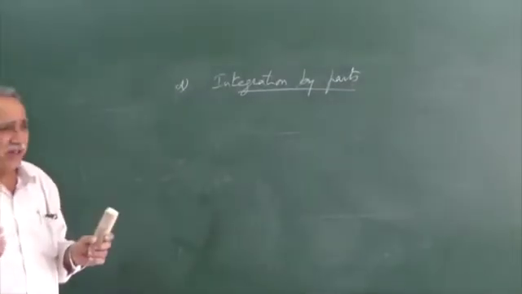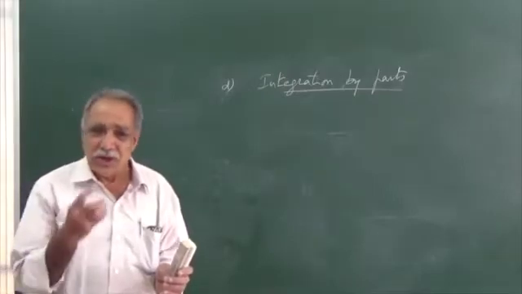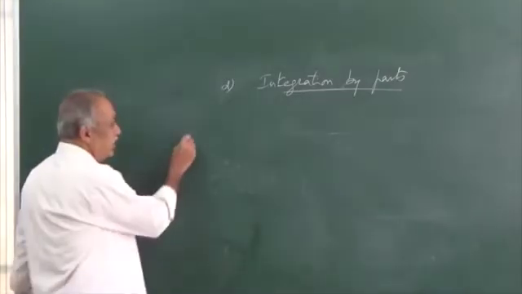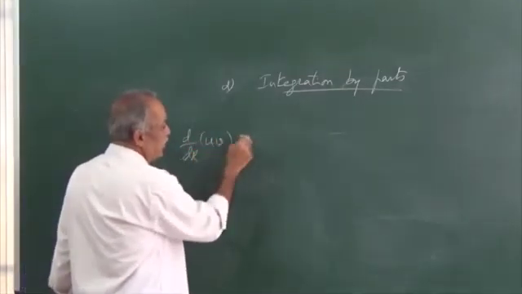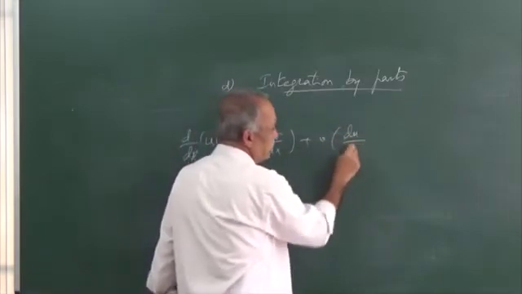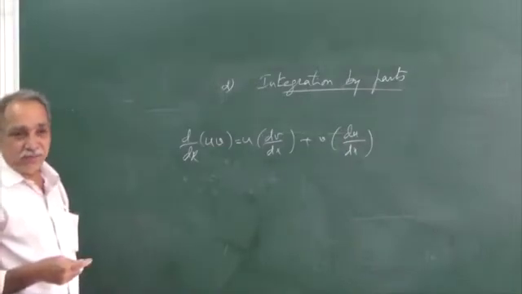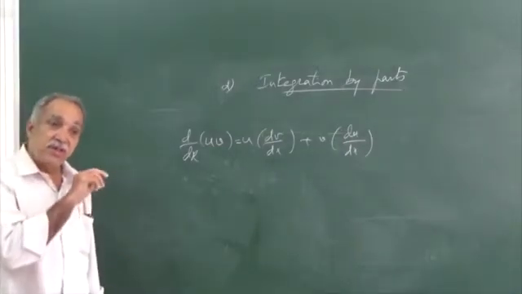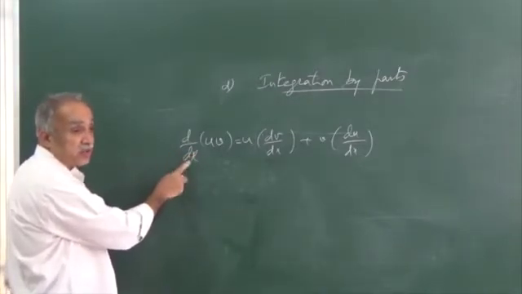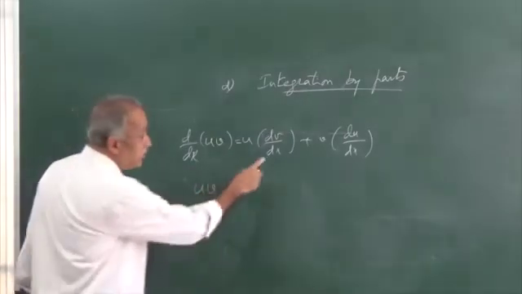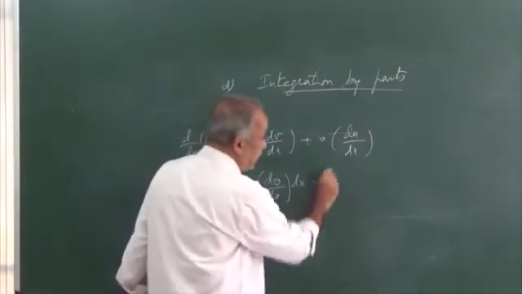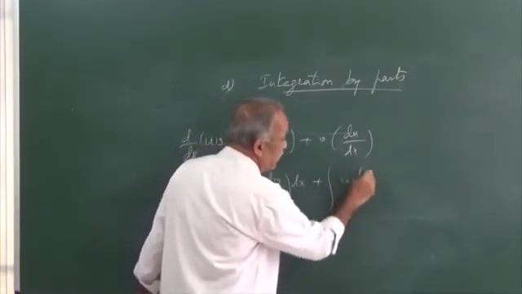This is a direct application of our product rule of differentiation. For a product of two functions, we know the derivative is first function into derivative of second plus second function into derivative of first. d by dx of uv is u into dv by dx plus v into du by dx. Simply integrate the two sides with respect to x, keeping in mind that integration is the reverse procedure of differentiation. So when you integrate, integration and differentiation, these are inverse procedures, cancel against each other, leaving uv. This becomes integral of u into dv by dx. And here we will be getting integral of v into du by dx.